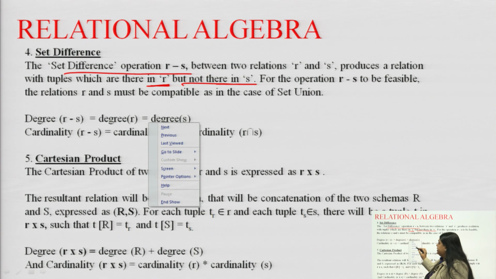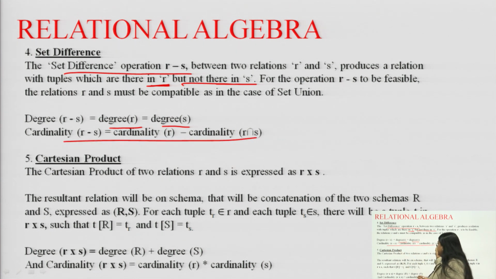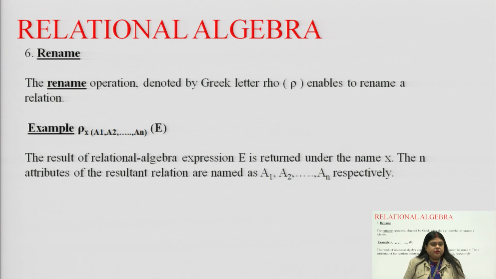Again, when we talk about the degree of R minus S, the degree of R should be equal to the degree of S. The degree should be the same. And the cardinality is the difference between the cardinality of R and S, right. Now, the Cartesian product is a product of two relations R comma S, which produces a combination of two relations. So, we will be implementing Cartesian products in queries when we require a combination of two relations.